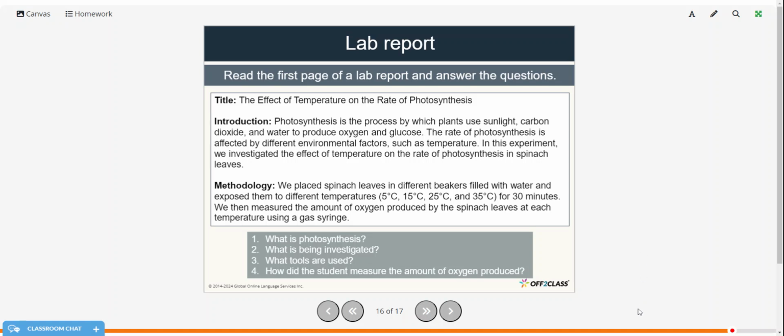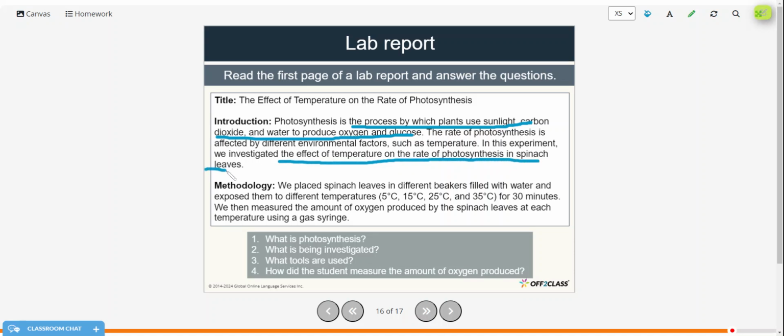So, what is photosynthesis? Well, it's the process by which plants use sunlight, carbon dioxide, and water to produce oxygen and glucose. So, what is being investigated? The effect of temperature on the result of photosynthesis in spinach leaves.